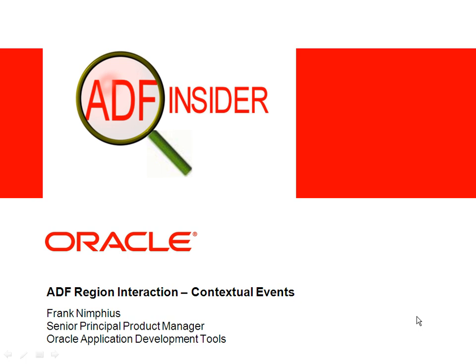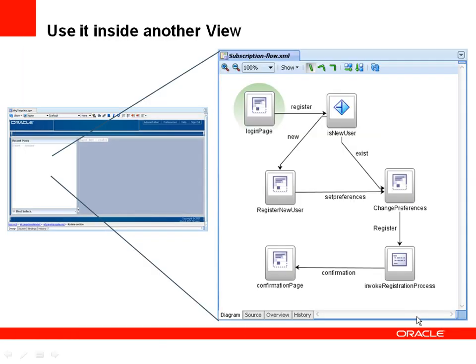In this session I talk about ADF region interaction with a focus set on contextual events. An ADF region exposes a bounded task flow in a specific area of a page. So this allows users to step through a complete navigation process without actually leaving the page. Plus, you can have multiple ADF regions sitting on the same page in parallel, behaving as one single application.